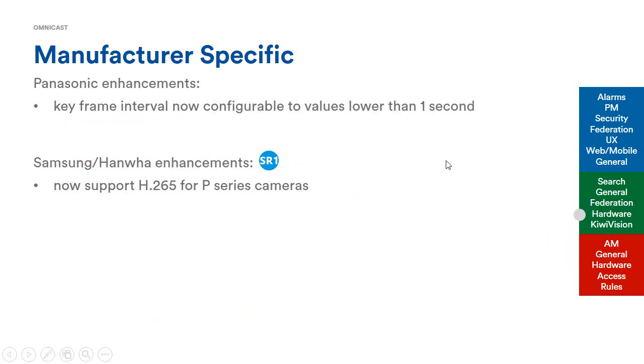Another 2 manufacturers. Panasonic, we've changed the way the keyframe interval can be configured. Before, the minimum value we could set the keyframe interval to was 1 second. Now we can actually do it in values of less than a second if needed. And looking at Samsung Hanwha enhancements, we now support H.265 streaming for P-series cameras.